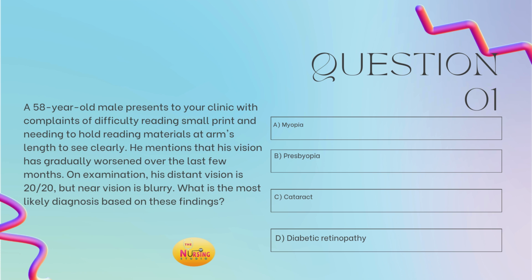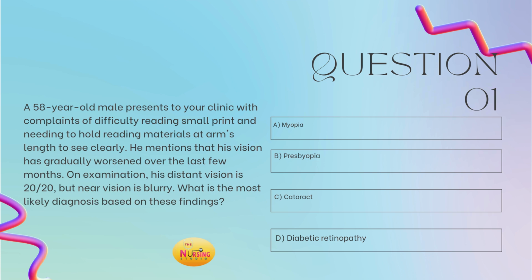So here we have a 58-year-old male, came in, he's complaining of difficulty reading small print and needing to hold reading materials at arm's length to see it clearly. He mentioned some gradual vision changes that have worsened over the past few months, and his exam is showing that distance vision is 20/20 with the Snellen chart results, and his near vision is blurry. I don't know why I am butchering this. But again, the distant vision is 20/20, but the near vision is just blurry for this patient.